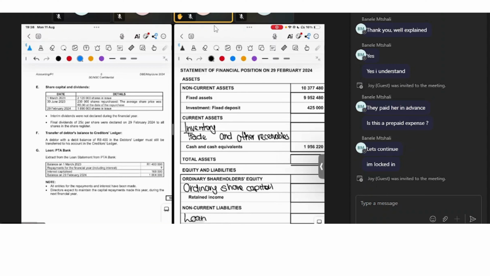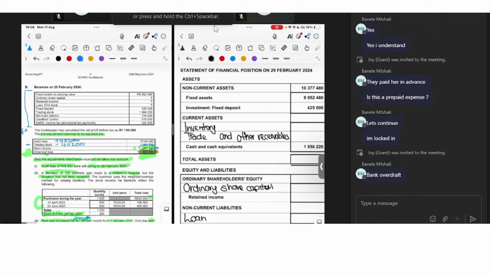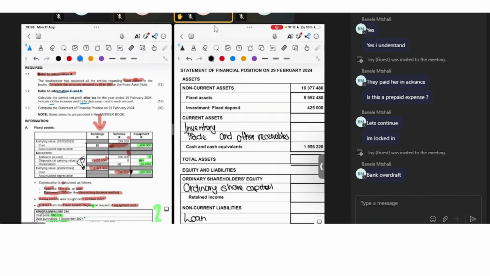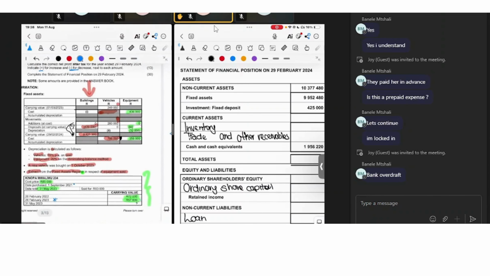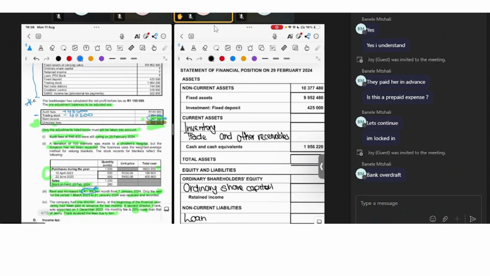Now let's just look at the question. So we don't have inventory, we don't have trade and other receivables. Now, if we go back to the information, we've been given these balances. And another thing that we've been given is the information on fixed assets, and that has already been completed, so we don't need to worry about this information. But here, remember, we had those adjustments that we needed to do. So these will also be part of our calculations.